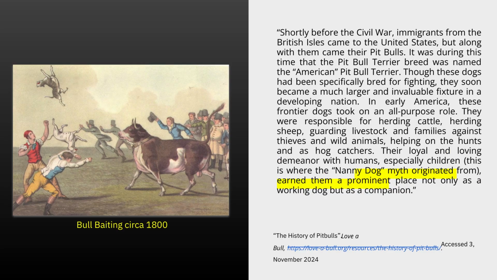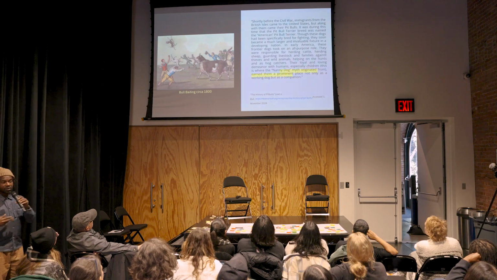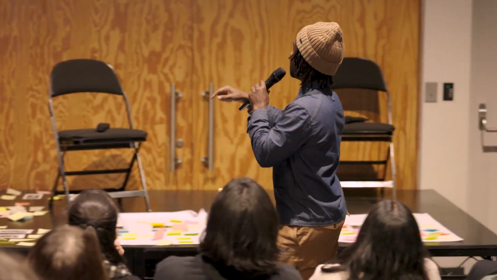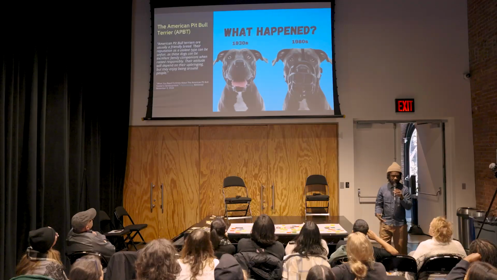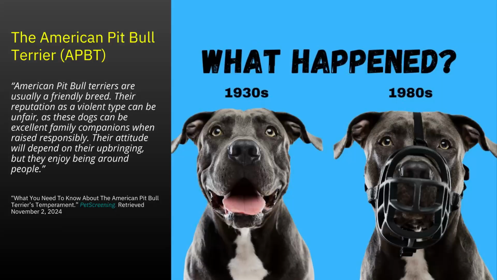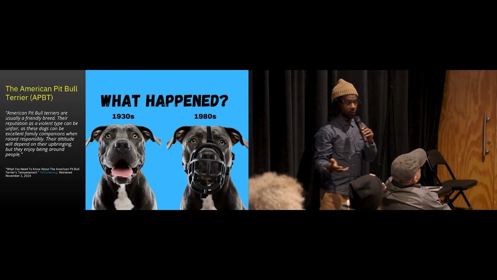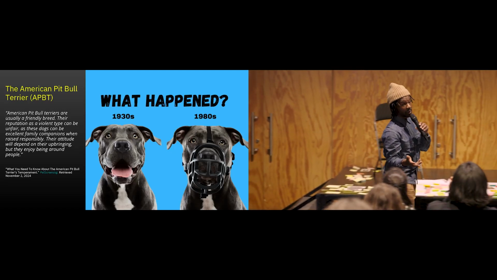So it came over in the 1800s, and this dog was actually bred to fight. This activity here is called bull baiting. You see those little things flying in the air? Those are pit bulls. And this is what they were bred for, right? You take a bulldog and a terrier, you mix it together, and now you have this super tenacious, muscular dog that just wants to please you and just wants to love you. These are the descriptions of a pit bull. The American Pit Bull Terrier, usually friendly. They have a reputation as a violent type, and that can be unfair. Right? So the question is, from the 1930s to the 1980s, what happened?